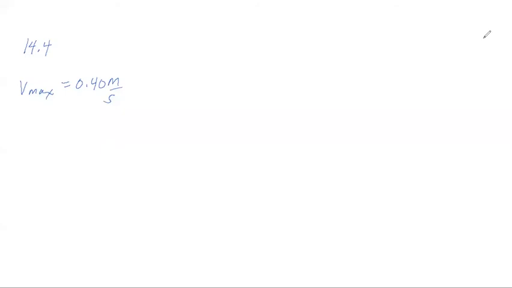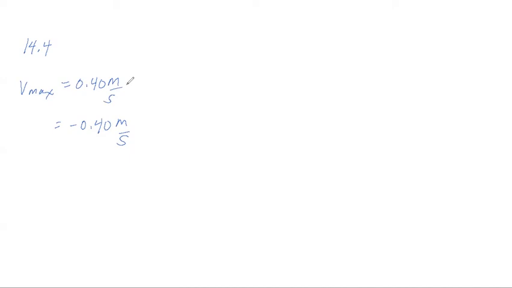All right, so the maximum and minimum velocities are 0.40 meters per second and negative 0.40 meters per second. And it occurs through x equals 0 when the cart is moving from the right to the left.